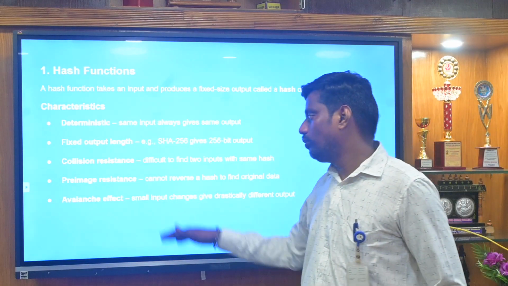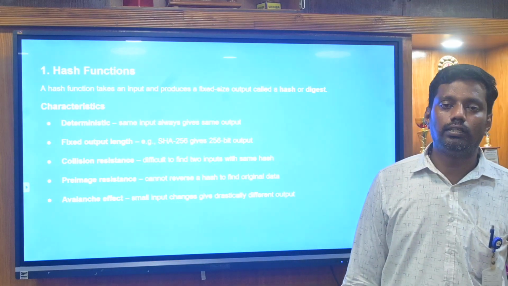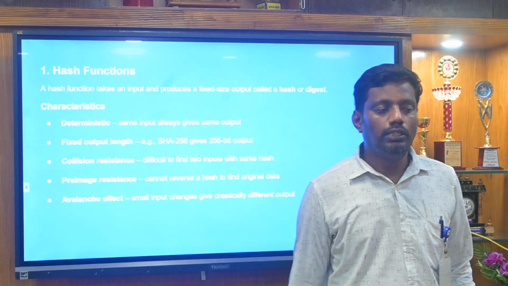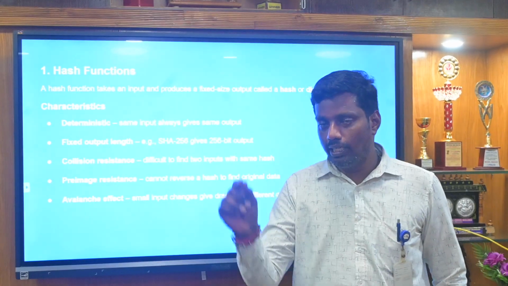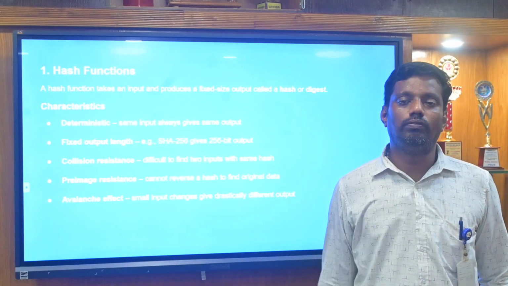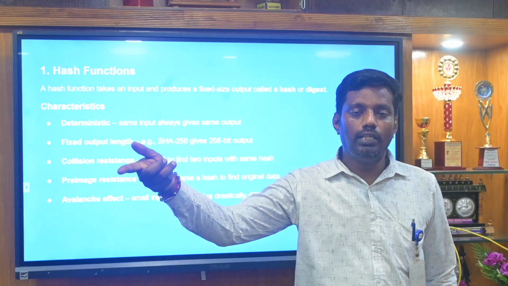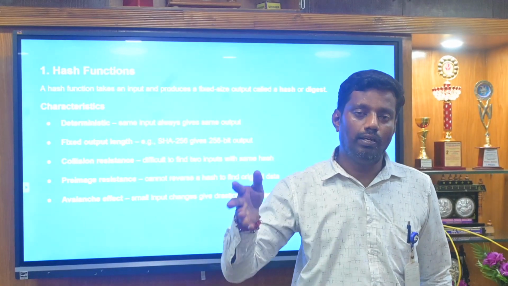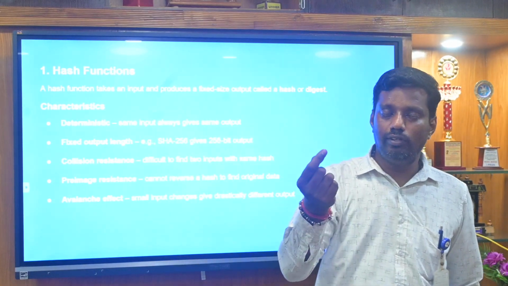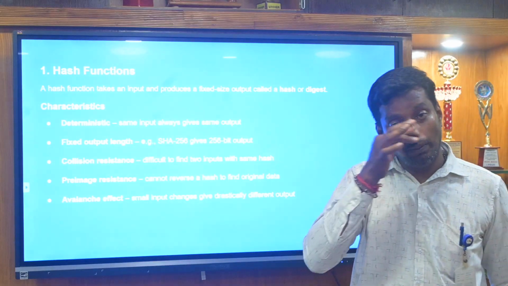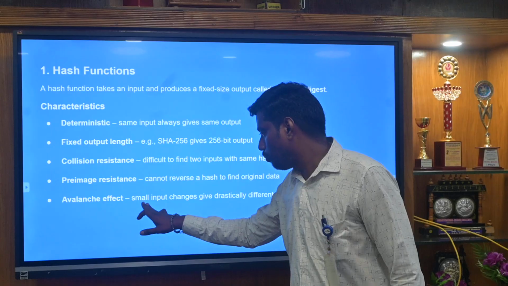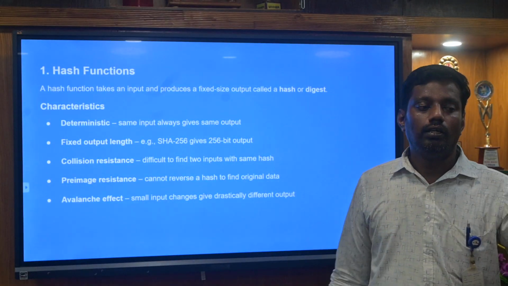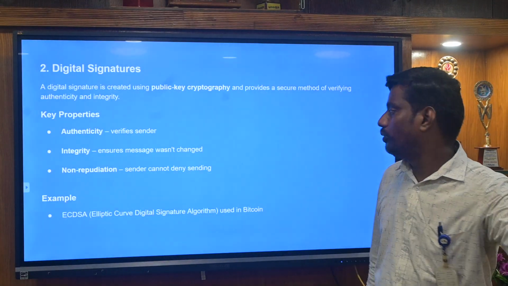The last one is the avalanche effect, where a small input change gives a drastically different output. If you make any small change in the block of data, you cannot find the output in the same way as with the existing process. So if you change even one word, it will give you a different output. That is what we are saying: the avalanche effect is that small input changes give drastically different outputs.